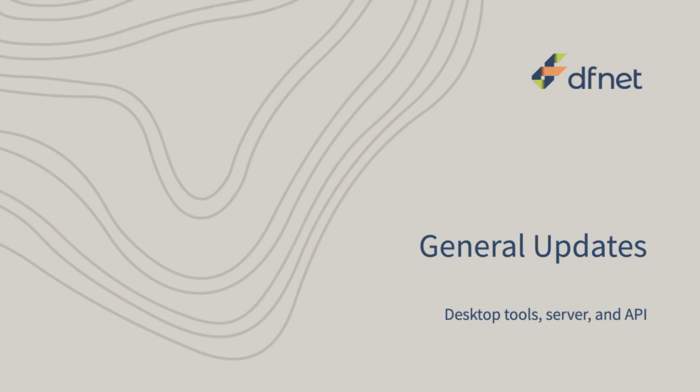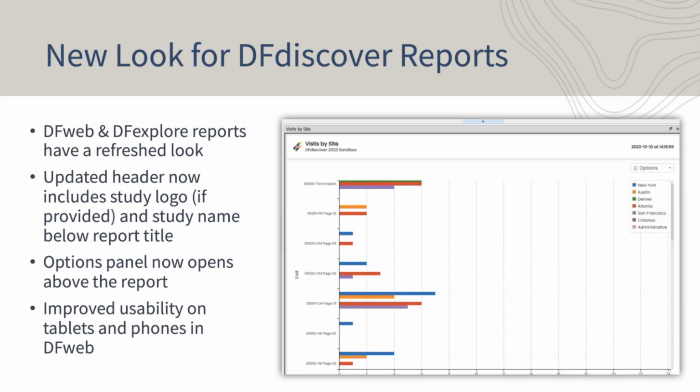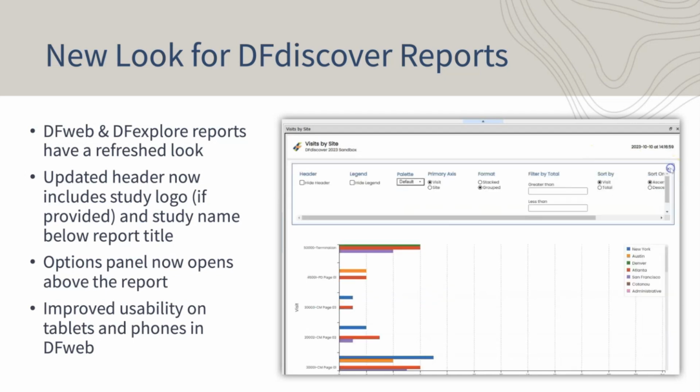Thanks, Busi. Hi, everyone. Today, I'm going to take you through some general updates on the desktop tools, the server, and the API. So we have a bit of an updated look for the DFdiscover reports. As a refreshed look, you can have an updated header, which includes the study logo up at the top. We have the option panel now opening above the report, and we have improved usability on the tablets and phones in DFweb.